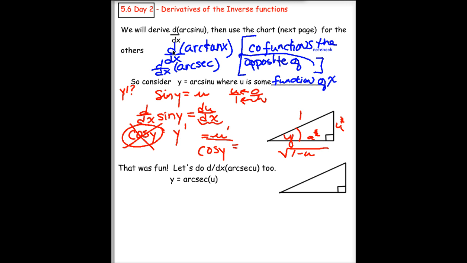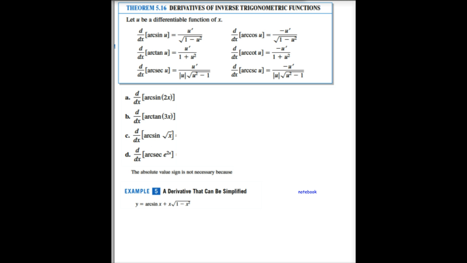I'm going to go back to my model and get cosine y in terms of u or in terms of eventually x. Cosine is adjacent over hypotenuse. So when I do adjacent over hypotenuse, I end up getting square root of 1 minus u squared over 1. And so I've derived the model for finding the derivative of arc sine of any function. And you'll see on the next page here, when we turn it, I've got the chart screenshotted from your book, and that is indeed what it says you use. But I like to show you why.